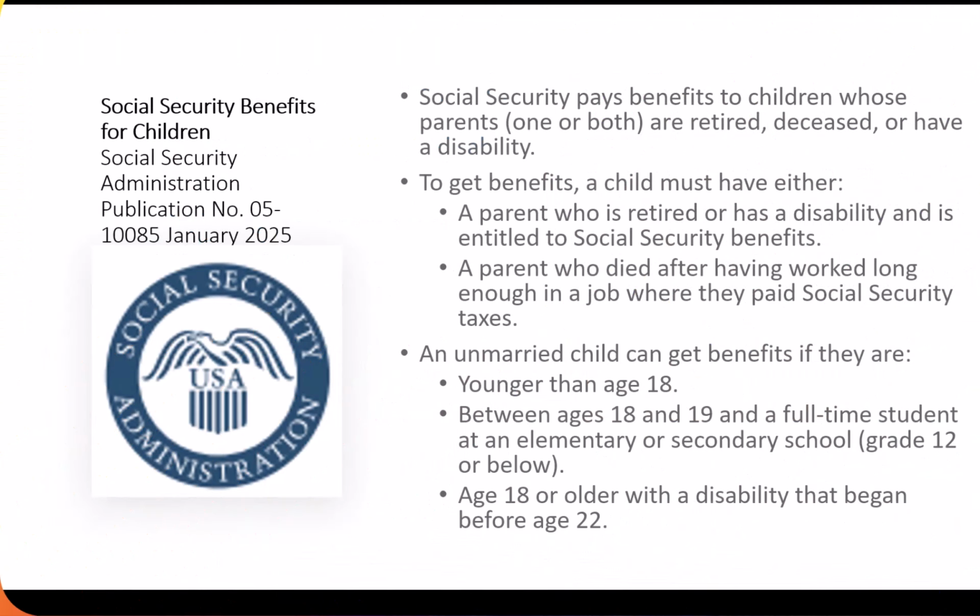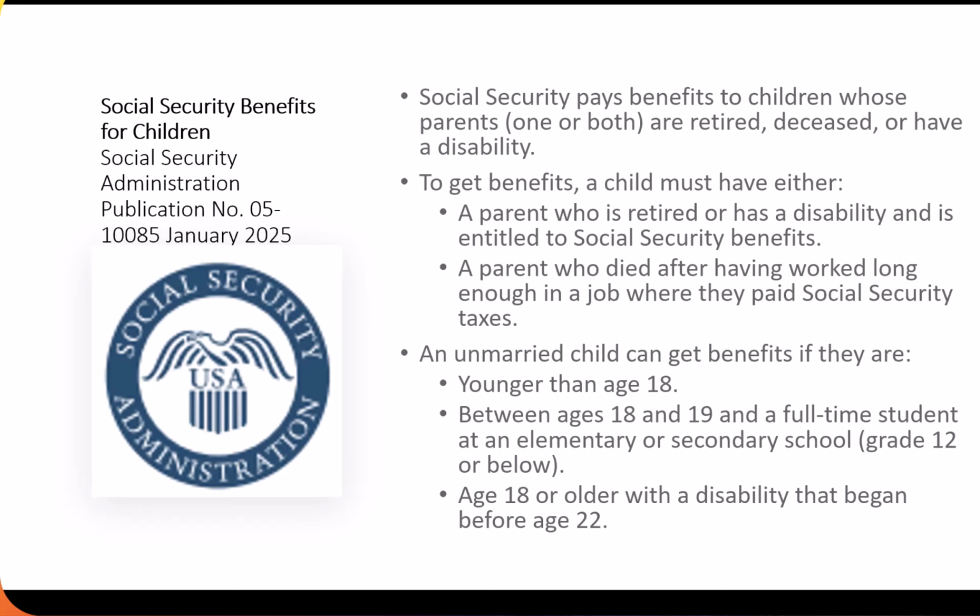As far as childhood disability benefits are concerned, it's actually good to review this publication, which is the Social Security Benefits for Children publication, 50-10085. And the version we're looking at was issued January 2025. So here's what it says. It says that Social Security pays benefits to children, and at this point we're talking about all children, whose parents, one or both of them, are retired, deceased, or have a disability themselves.